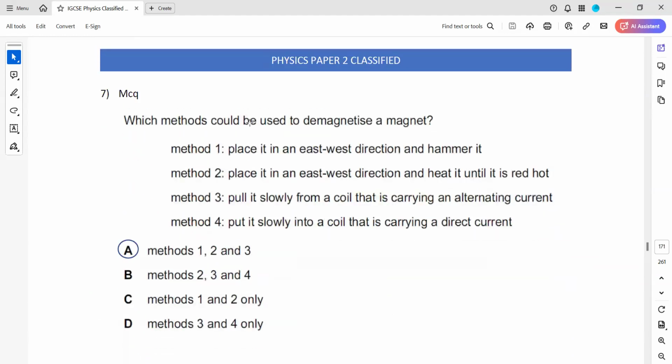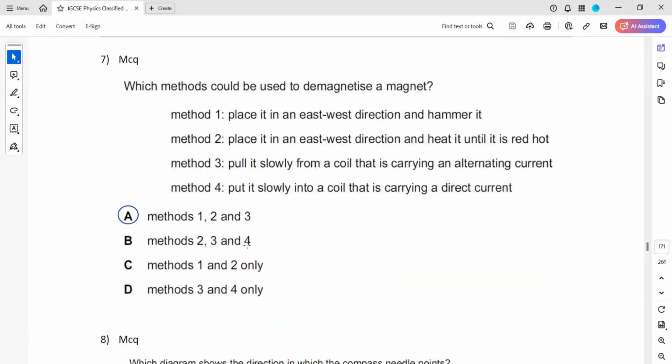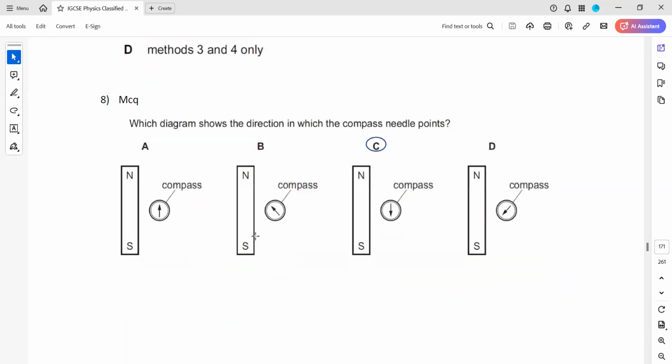Which method could be used to demagnetize? This one is removed from the syllabus, the method of demagnetization. You just have the magnetic field. So we'll not discuss this question now.